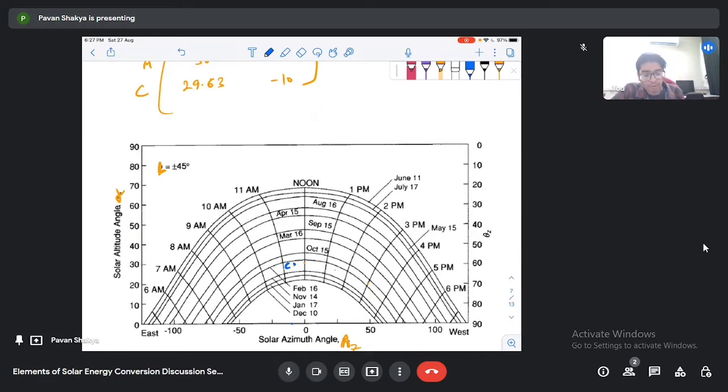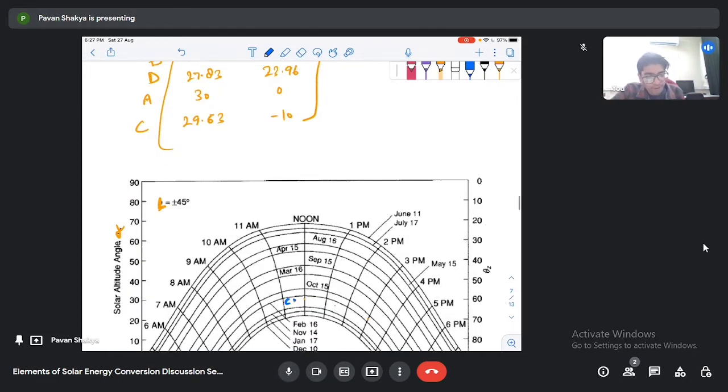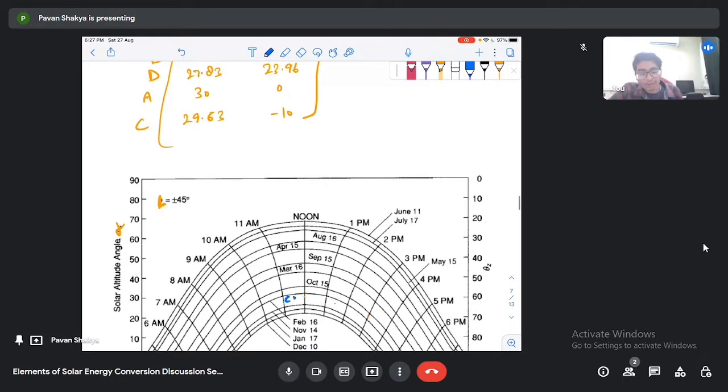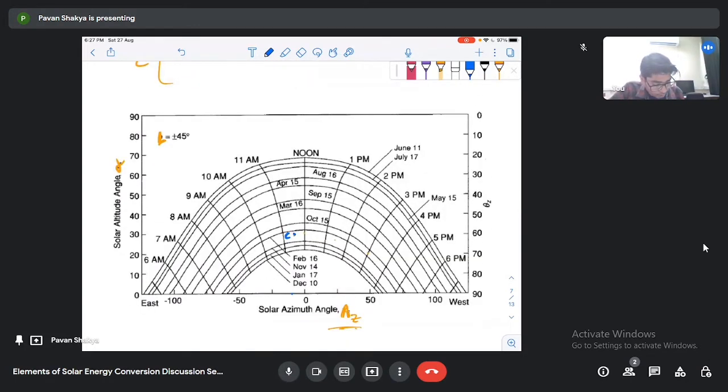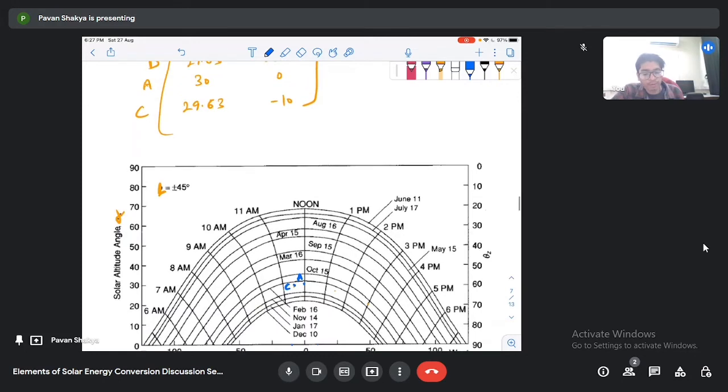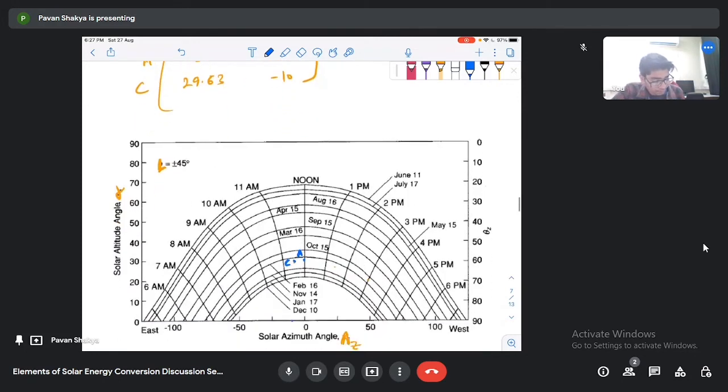When you plot this, the azimuth angle for point A is 0. On this 0 point you will plot this A point. So this one is our A point. Similarly, you can plot both these points B and D. This point will be our D and this point will be our B. When you connect these points you will find some curve.